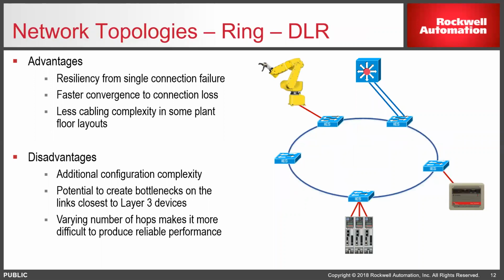The last one is a ring topology, device level ring. The advantages of that one: it's very resilient from a single connection failure. It has a faster convergence time to the connection loss, and it has less cabling complexity on the plant floor in comparison to the star topology. Some disadvantages of it, though, are, again, additional configuration complexity. It takes a little bit more time and is a little more complicated to set up. It has a potential to create bottlenecks the closer it gets to level 3 devices, so the closer it gets to your distribution and core switches. And it has a varying number of hops, which makes it difficult to produce reliable performance.